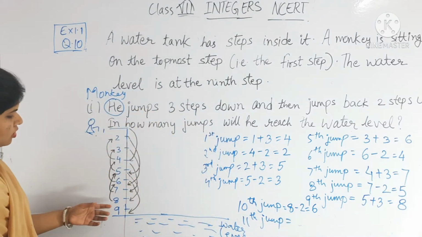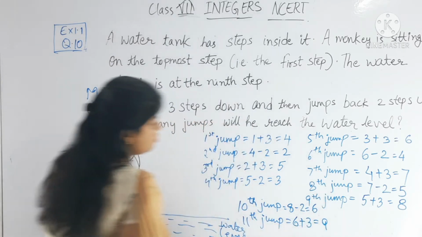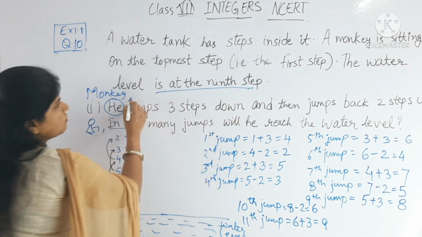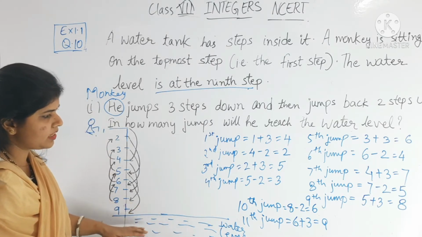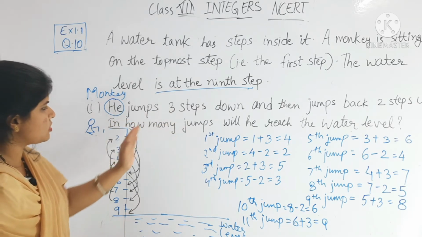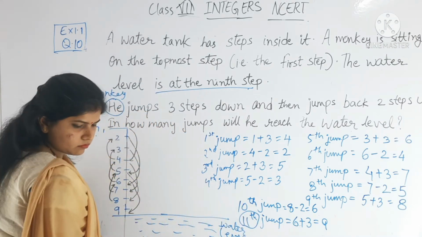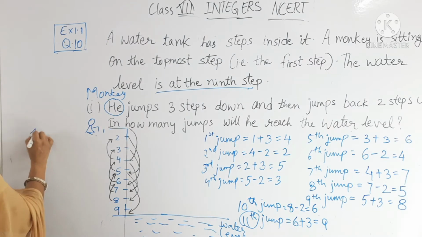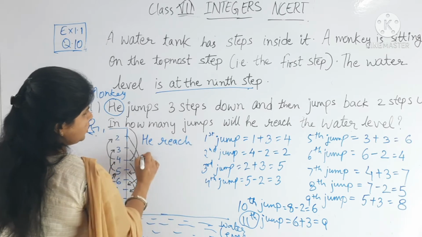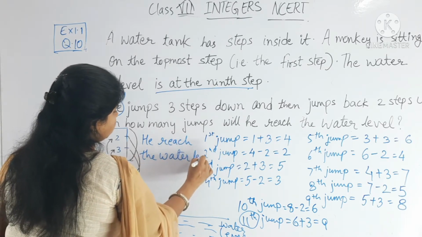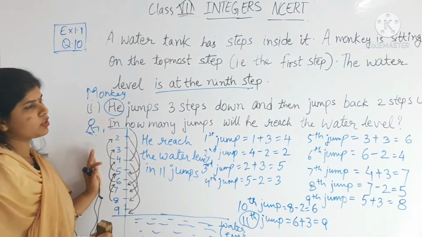Now in the 11th jump, he again jumps 3 steps down. So 6 plus 3 is 9. So he reached the water level, that is at the 9th step. What is the question? The monkey has to reach the water level at the 9th step. He jumps 3 steps down, then jumps back 2 steps up. So how many jumps? That is 11 jumps. So our answer is: he reached the water level in 11 jumps. That is the first part of question number 10.